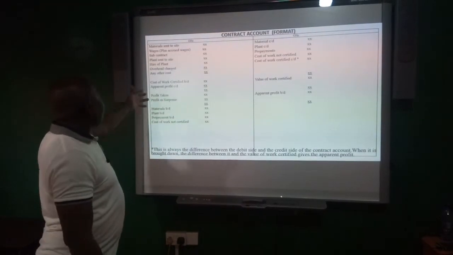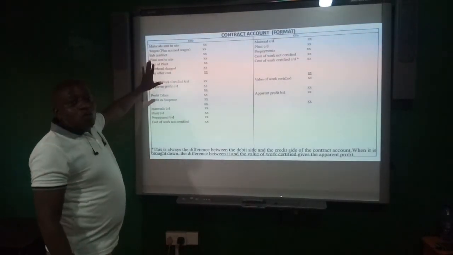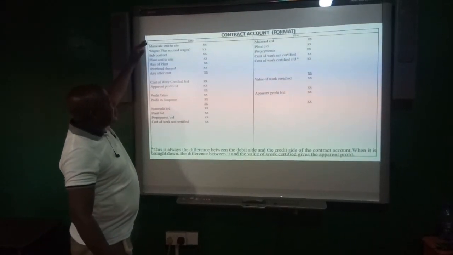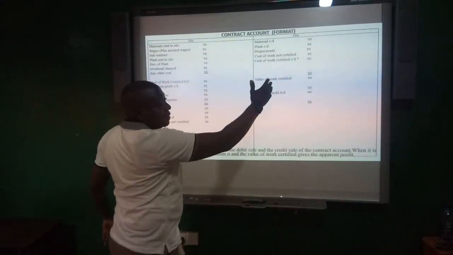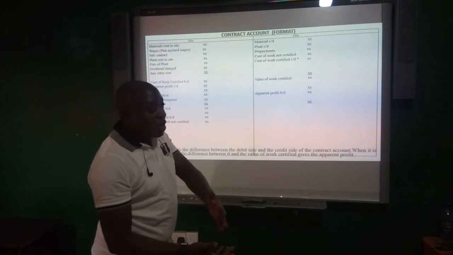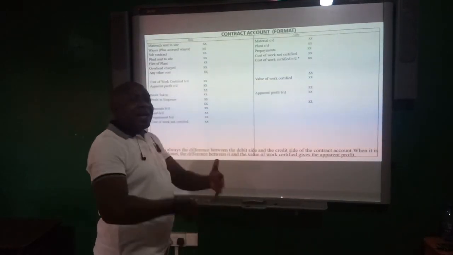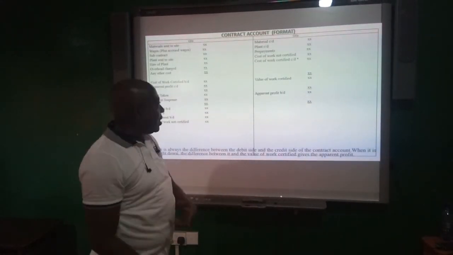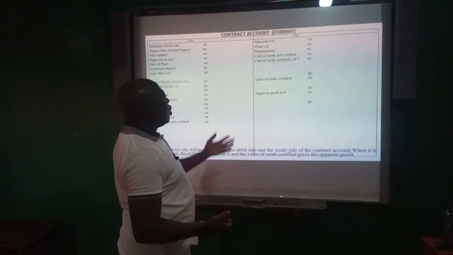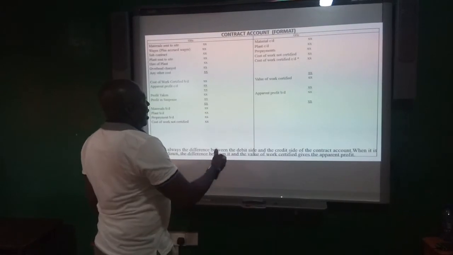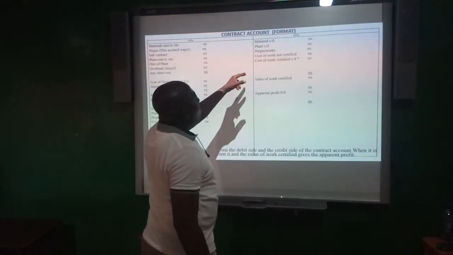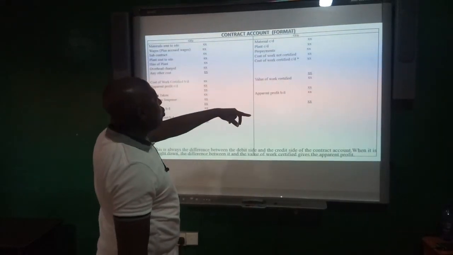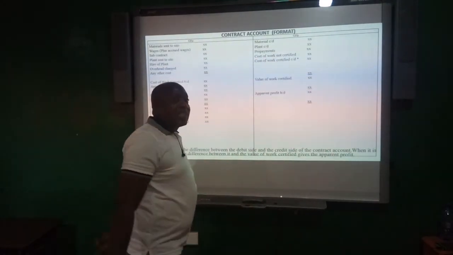So this is the format. As usual, you debit all the cost to the contract. That's the first part. And then you credit the materials, the value of plant, and any prepayment that you have made, that is, paying over and above what you should have paid. And then the cost of work not certified. If you do that, the difference will give you the cost of work certified. But the difference will give you the cost of work not certified.